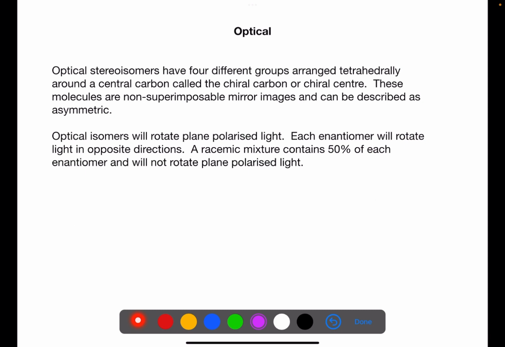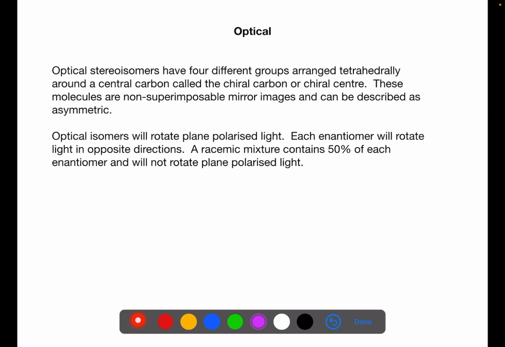The second type of stereoisomer is an optical stereoisomer. These have four different groups attached to a central carbon, and they're arranged tetrahedrally. We call this central carbon a chiral carbon or a chiral center, and these molecules are non-superimposable mirror images, much like your hands. Okay, so you can have your hands match up if they're facing each other, but you can't get the palms of your hands to face the same way and have all of your fingers overlap on each other. These are then described as being asymmetric.